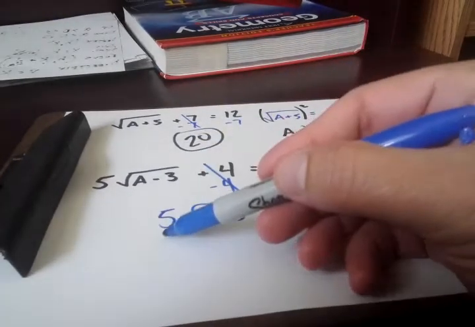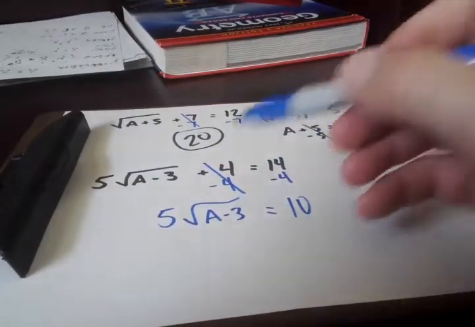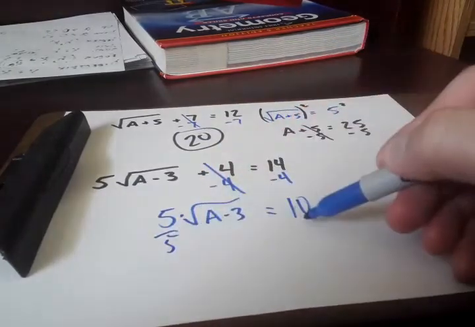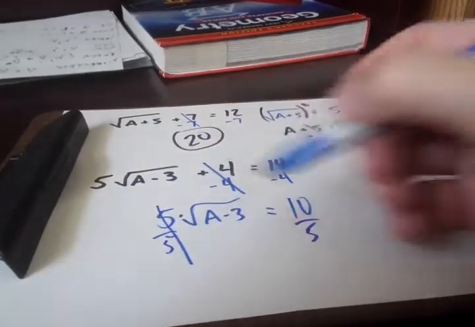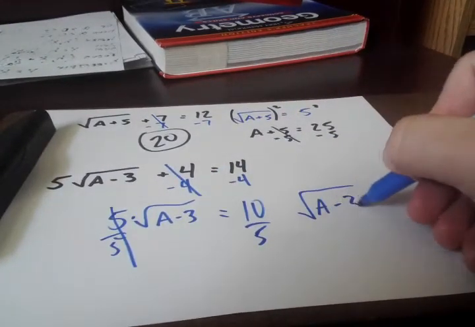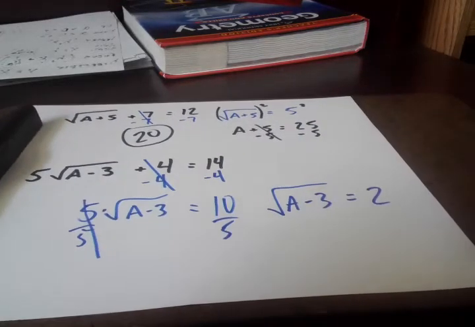Okay, well, how do we get rid of the 5? Well, what is happening between the 5 and the radical symbol? They're multiplying. The opposite of times is divide. So divide both sides, and we're left with radical a minus 3 equals 10 divided by 5 is 2.